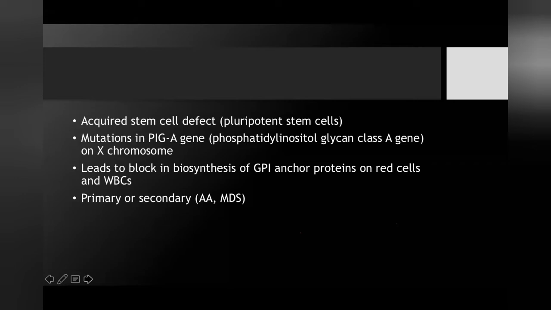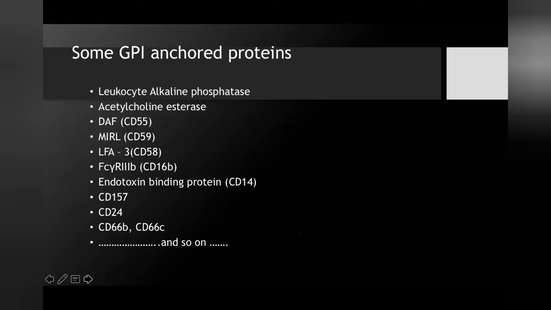PNH has been traditionally classified as primary or secondary. Primary when it is not associated with any other disease, and secondary when it occurs in the background of aplastic anemia and MDS. There is a huge list of GPI anchored proteins. For example, the important ones which give rise to a lot of the pathogenesis in PNH are CD55 and 59. These are two GPI anchored proteins present on red cells, which prevent complement-mediated hemolysis of the red cells. Then you very well know what leukocyte alkaline phosphatase is. We use it in the NAP score. This protein is also missing when there is a GPI anchor deficiency, when there is PNH, and then there is a long list of other proteins which are expressed on different sets of cells.